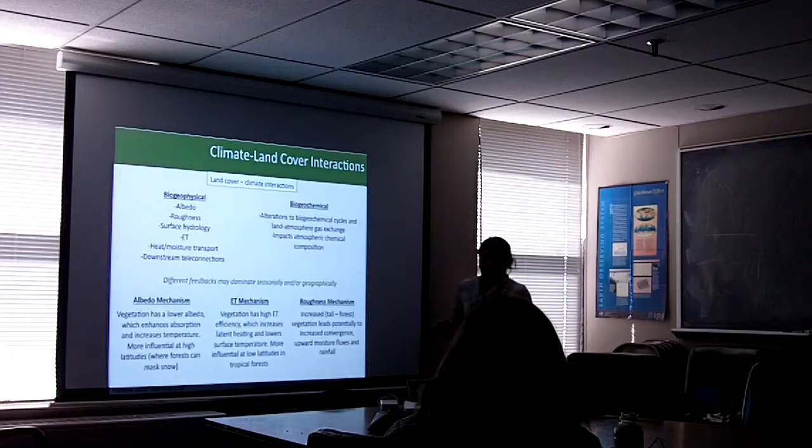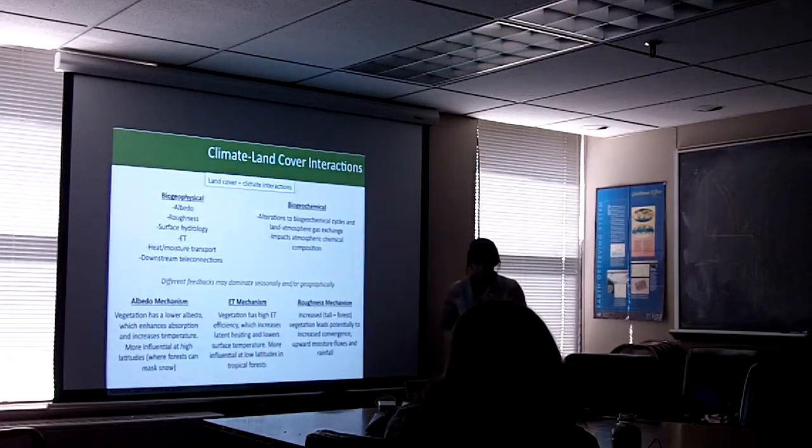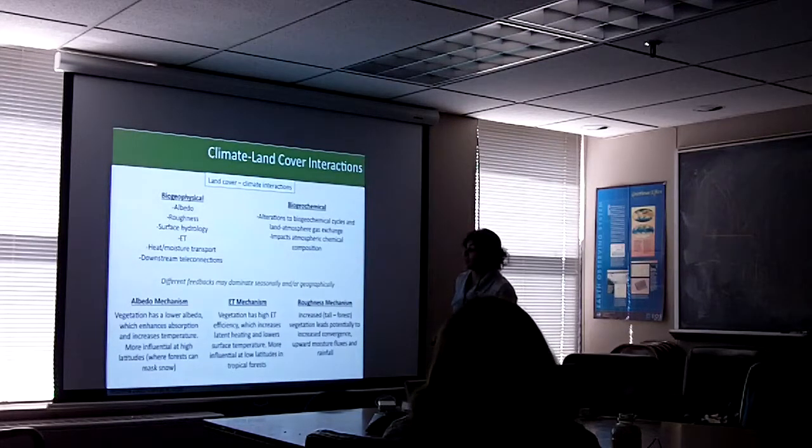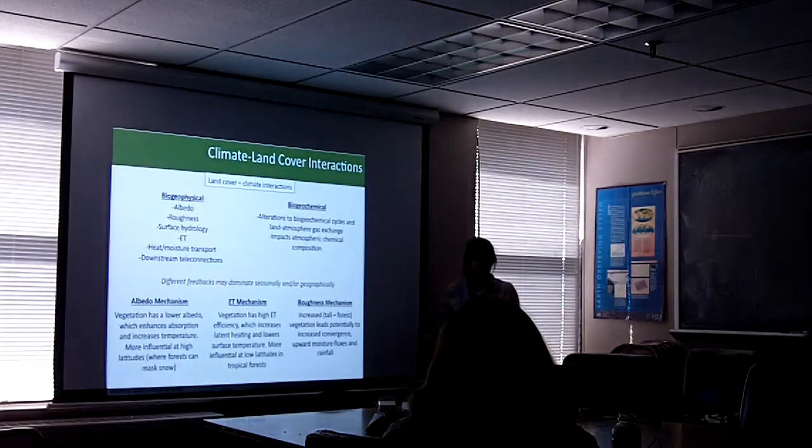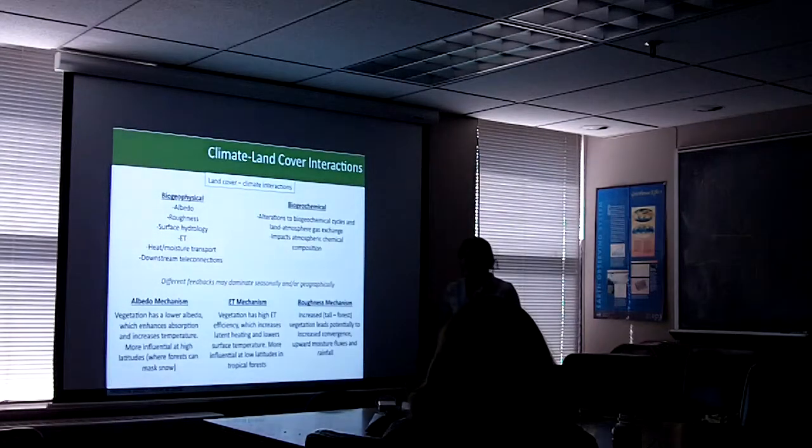But that's true. Then there's an evapotranspiration mechanism. So the vegetation that has a particularly high ET efficiency can increase latent heating and lower the surface temperature. And this we find sometimes at lower latitudes. But Nancy makes a good point.